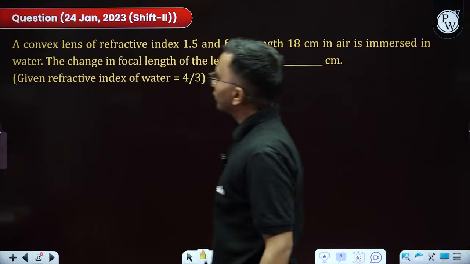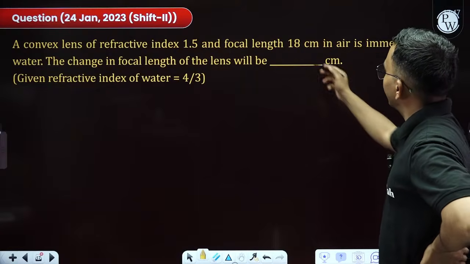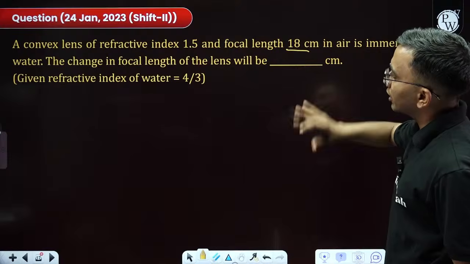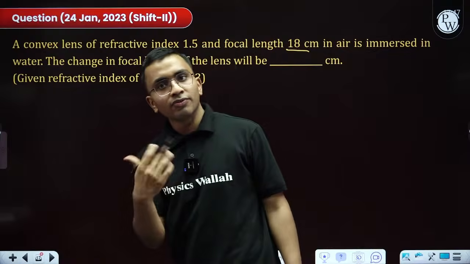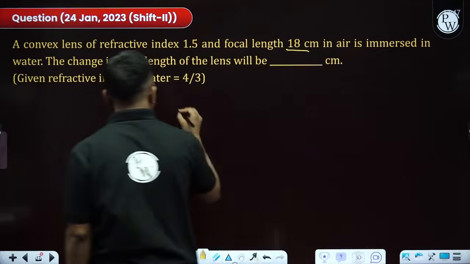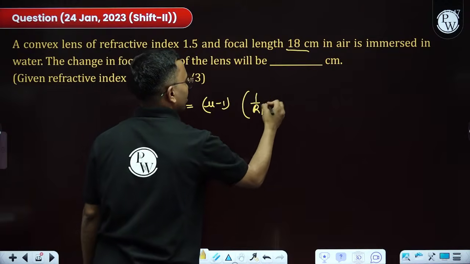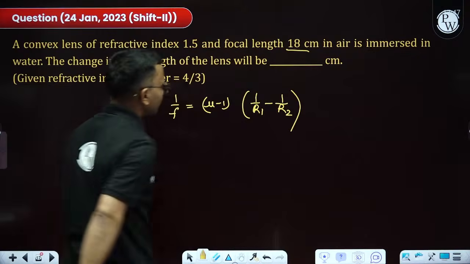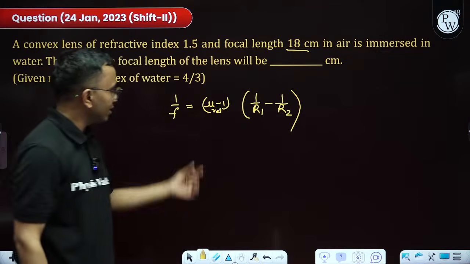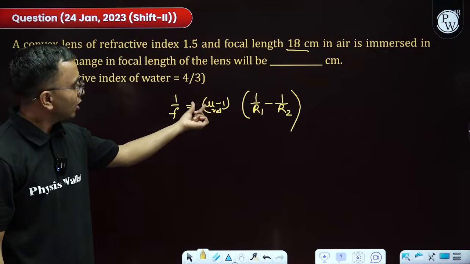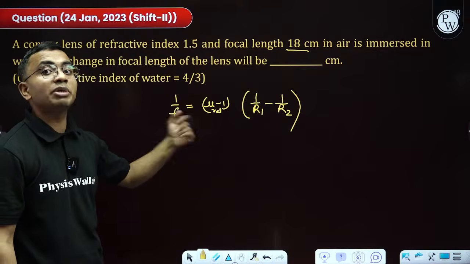Next question. A convex lens of refractive index 1.5 and focal length 18 in air is immersed in water. The change in the focal length of the lens? So you write what is your initial focal length, write the final focal length, take the difference. How do we write the focal length? 1 by F is equal to mu minus 1 into 1 by R1 minus 1 by R2. This is the lens maker formula. So this refractive index is actually the relative refractive index with respect to the medium. So this is basically the refractive index of the material divided by the refractive index of the medium.